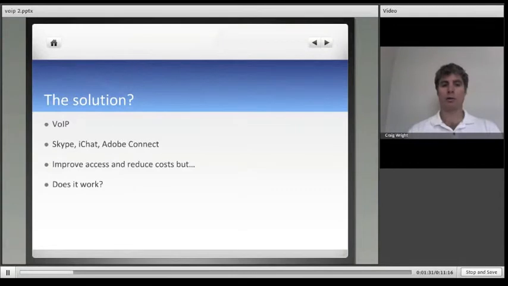So what might be the solution? Voice over the internet protocol or video conferencing. People would be familiar with programs like Skype or iChat or Adobe Connect. These programs allow teacher and student to connect remotely over the internet to essentially conduct the same sorts of teaching as they would be involved in face-to-face. We definitely know that VoIP can improve access and reduce costs, but we weren't sure whether it would work, so that was the purpose of this particular study.